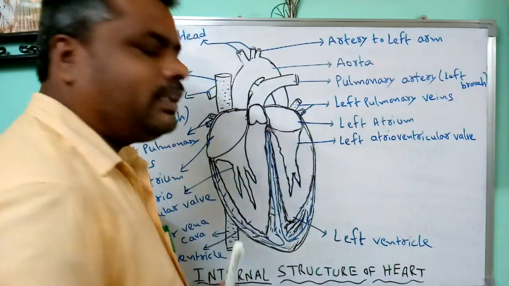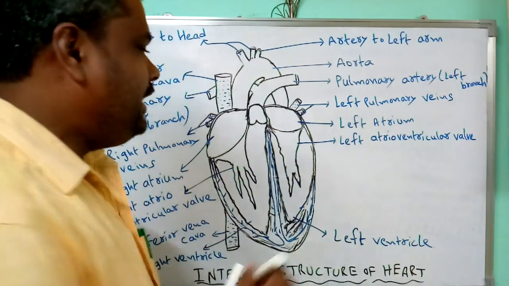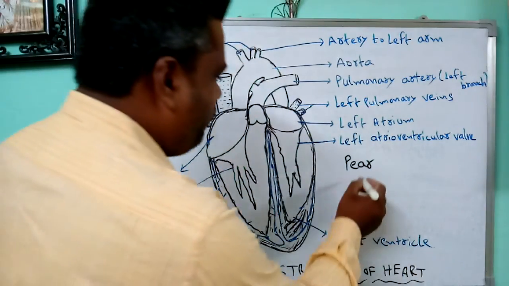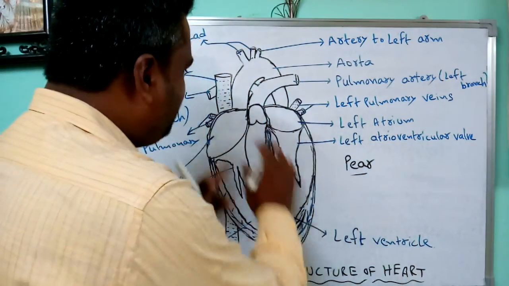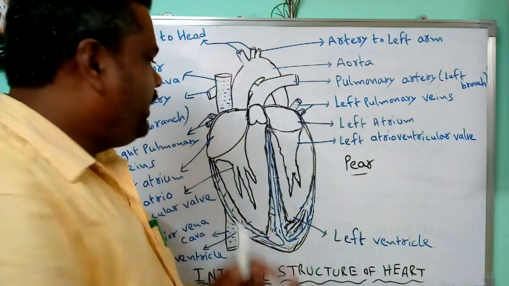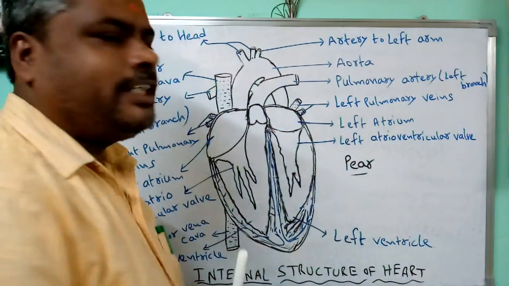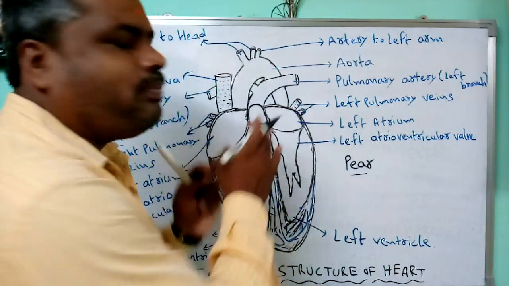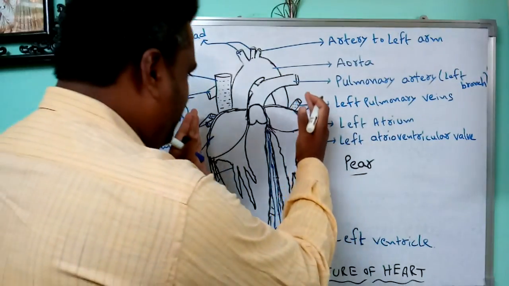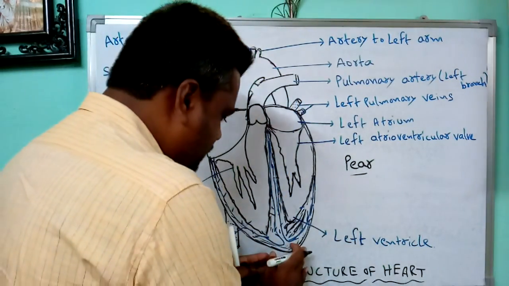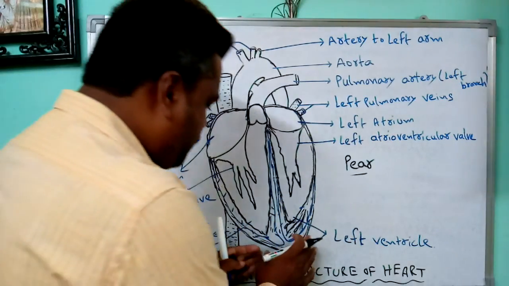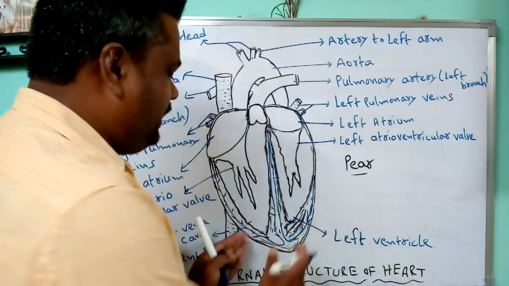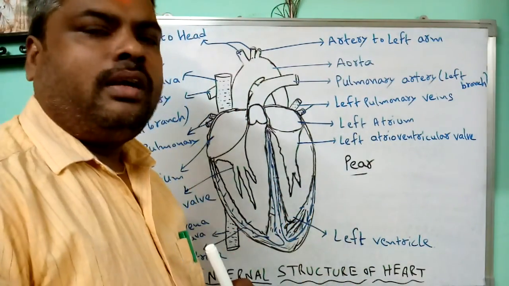When we come to the shape of the heart, it is a pear-shaped structure. Once we observe the outline of the heart, it looks like a triangle in shape. When we observe the anterior part of the heart, it is wider when compared to the posterior part. Generally, the posterior part is narrower. Narrower means it is somewhat less in size when compared to the anterior part.